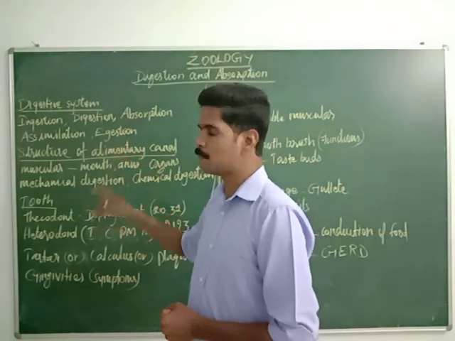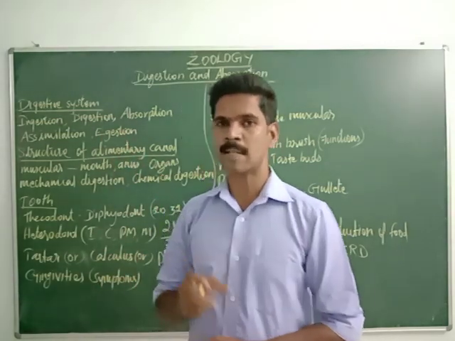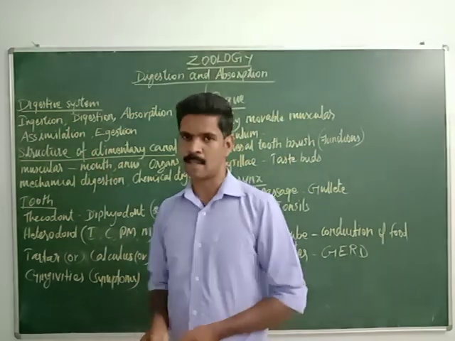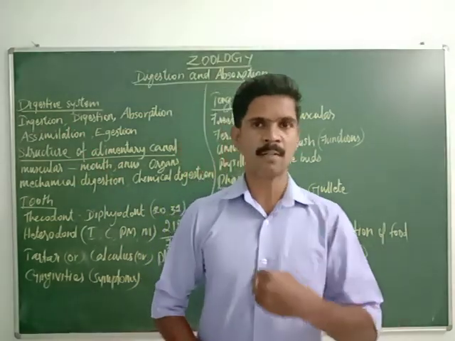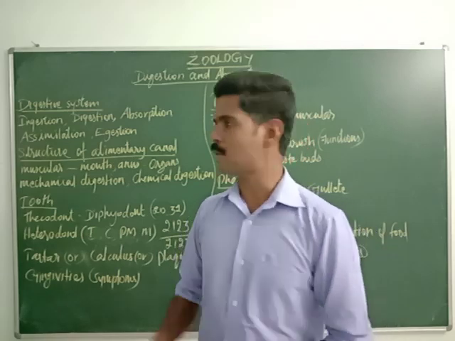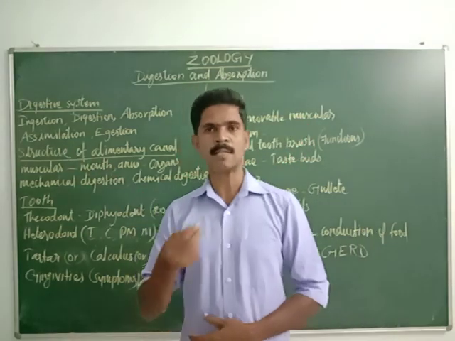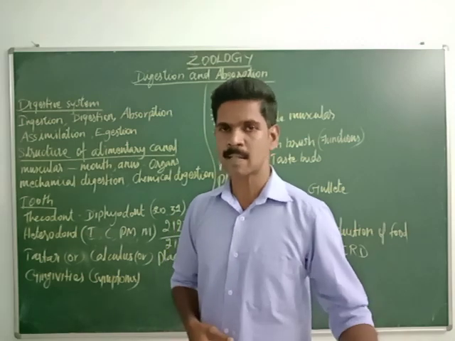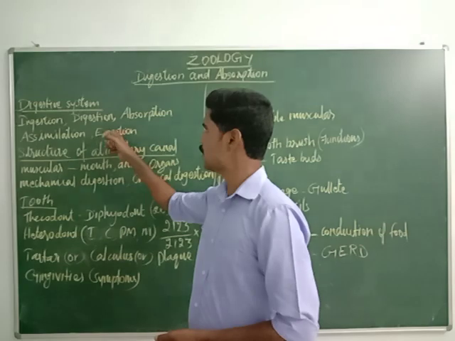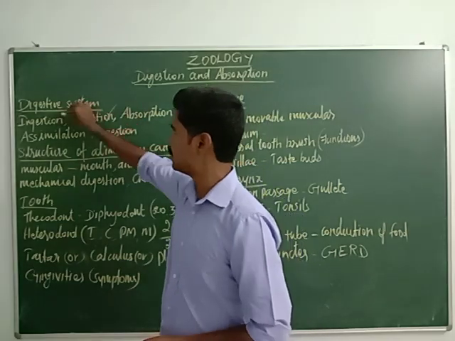Okay, so these are the five important events that take place inside our digestive system. The first one is ingestion. The process of intaking food from the external environment, or from the outside, is called ingestion. And the second one is digestion.